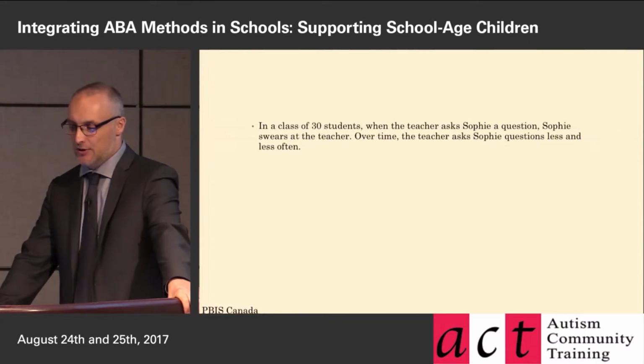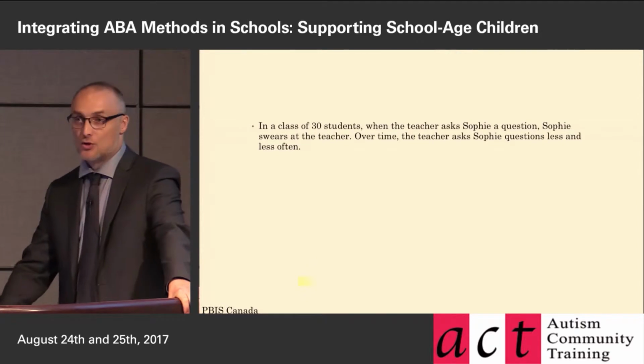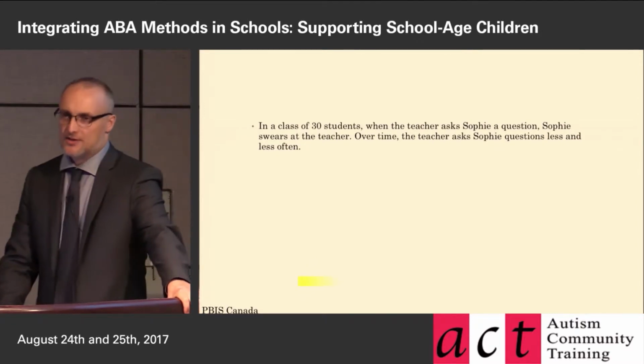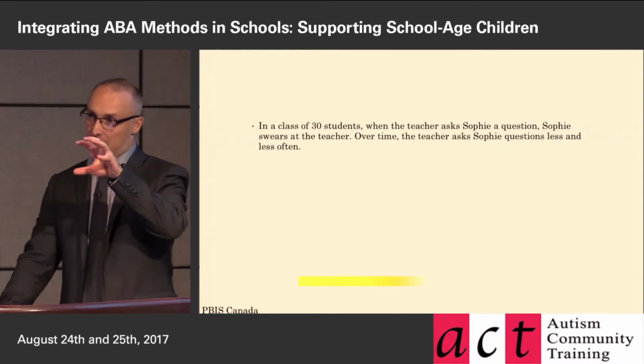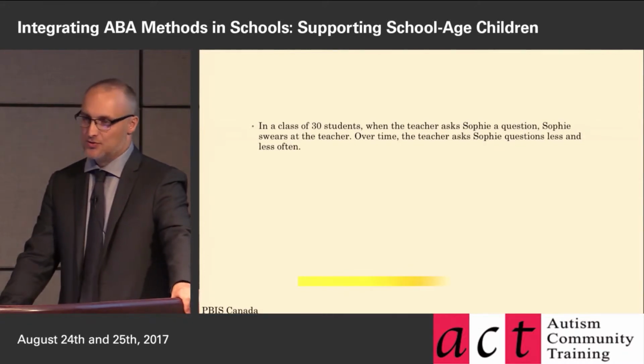In a class of 30 students, when the teacher asks Sophie a question, Sophie swears at the teacher. Over time, the teacher asks Sophie questions less and less often. So we're talking about the teacher's behavior here. Teacher's behavior is in the behavior box. The consequence is the student swears.